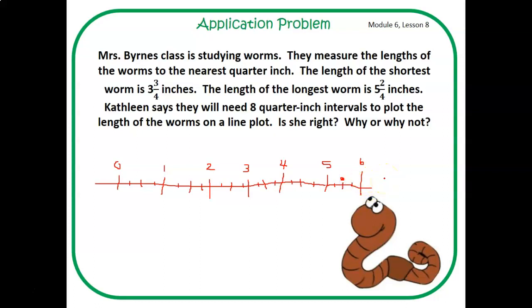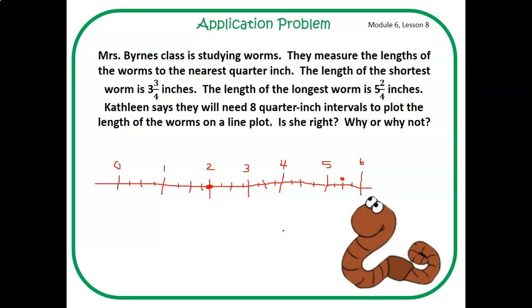Catherine says they will need 8 quarter-inch intervals to plot the length of the worms. Let's see if she's right. Let's count our quarter inches. 1, 2, 3, 4, 5, 6, 7, 8. So Catherine says that this is enough. Is Catherine correct? Or is she wrong? If you said she was wrong, you're right. She's wrong.